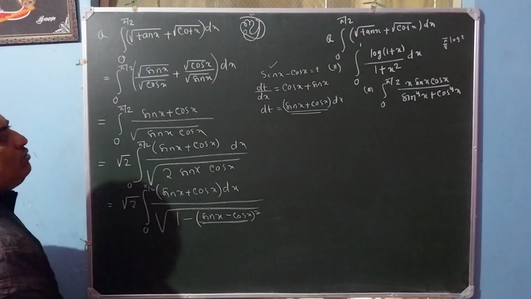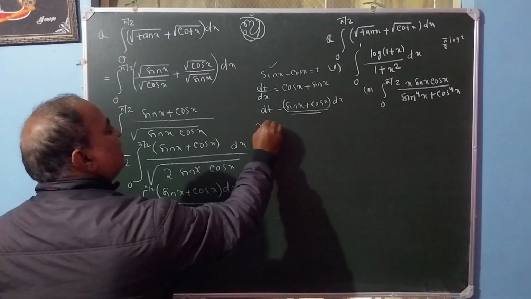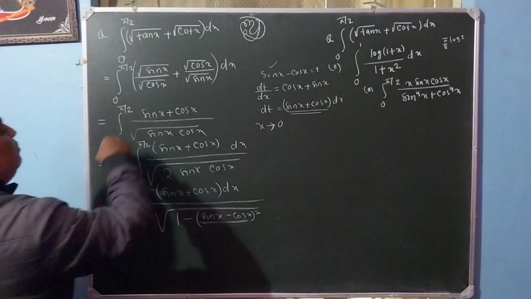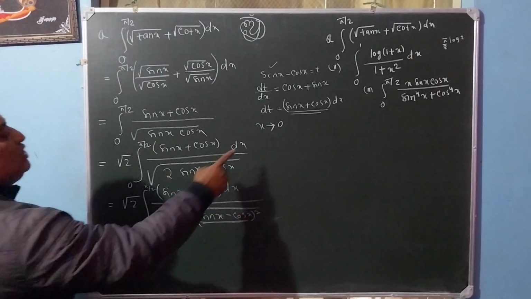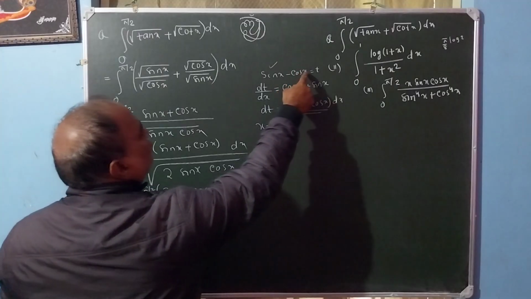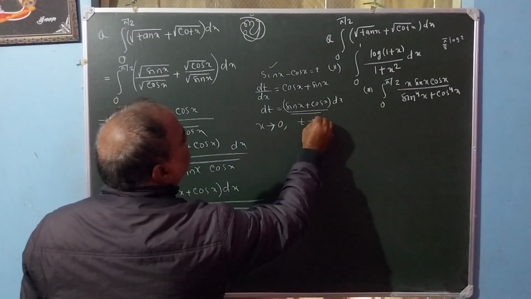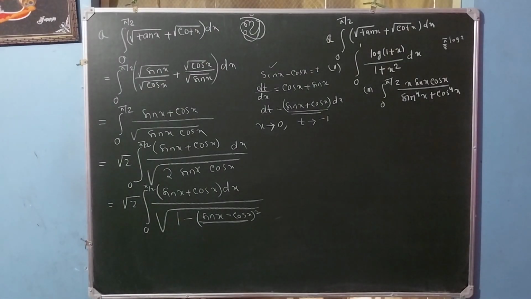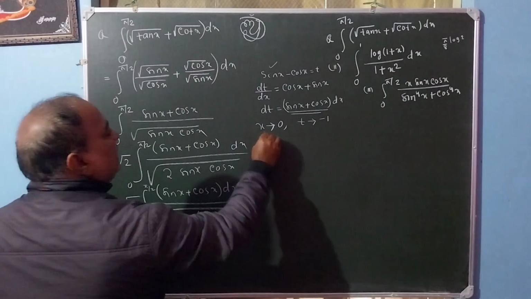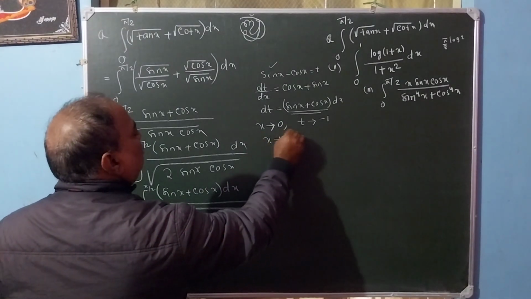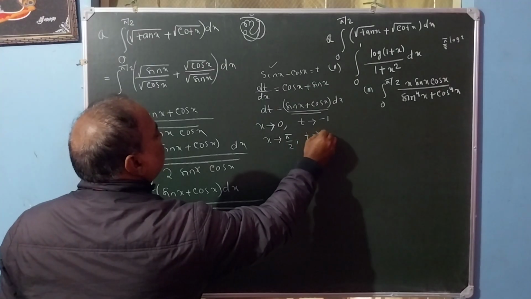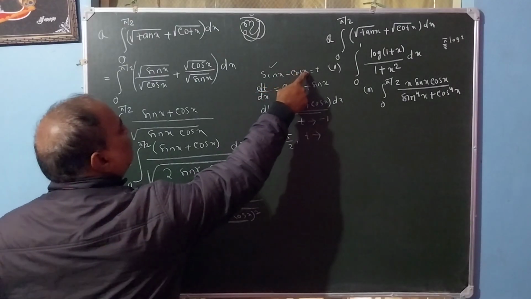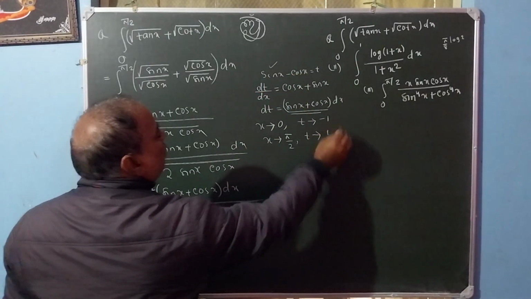So once you take this, you have to change the limit. Lower limit, x tends to 0: sin 0 is 0, cos 0 is 1, so t tends to minus 1. When x tends to pi by 2, then t tends to sin pi by 2 minus cos pi by 2: sin pi by 2 is 1, cos pi by 2 is 0. That is, t tends to 1.